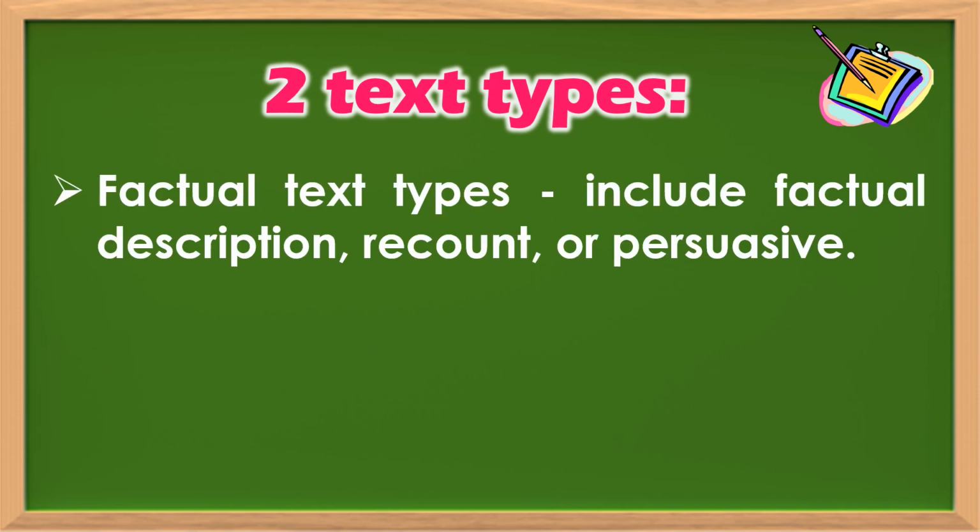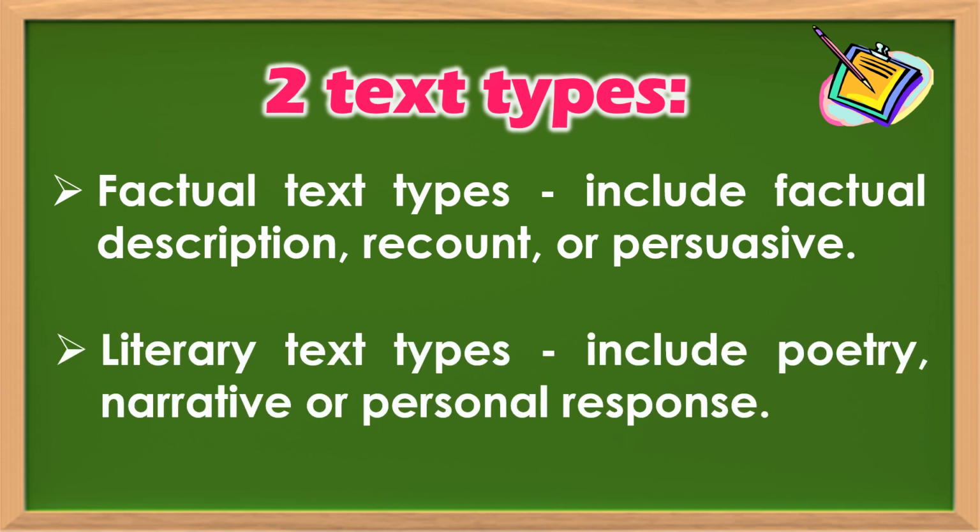Factual text types include factual description, recount, or persuasive, while literary text types include poetry, narrative, or personal response.